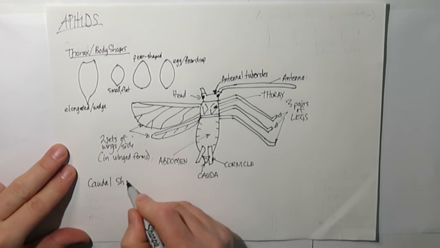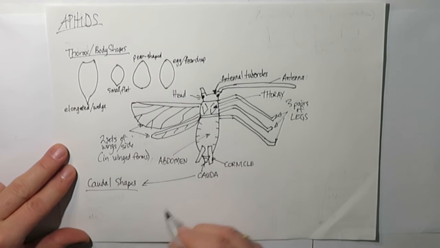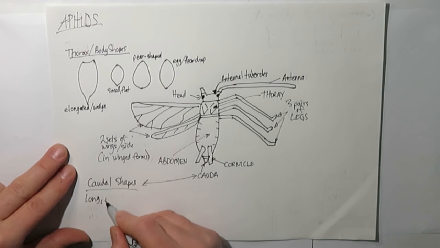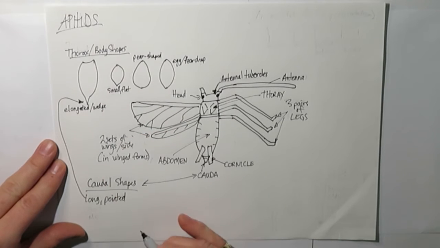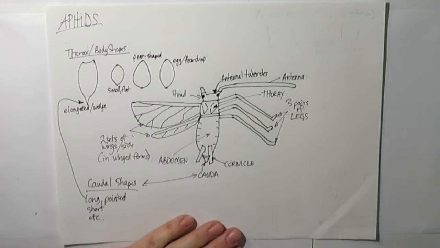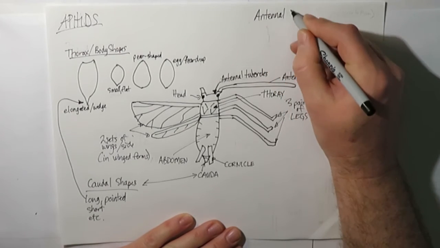If you look at the shape of the cauda, that little thing off the back end, it can be long and pointed, like in this picture up above on the elongated or wedge-shaped body. You can also have them be short or non-visible.